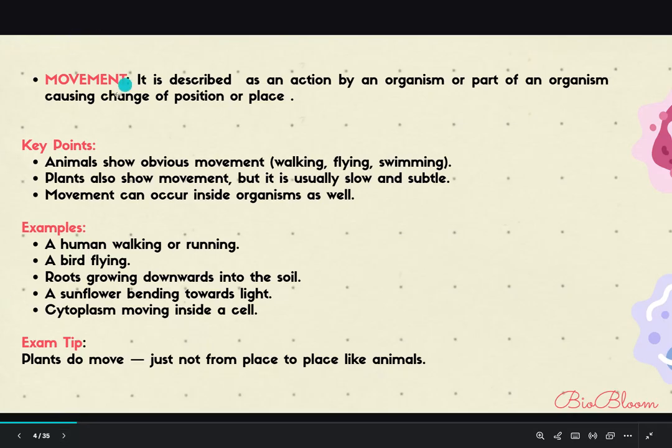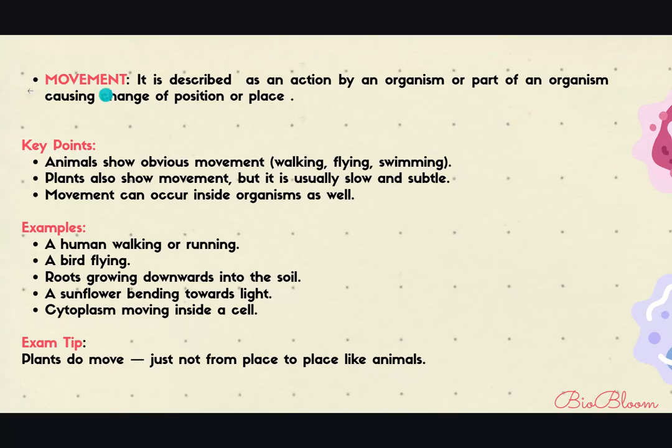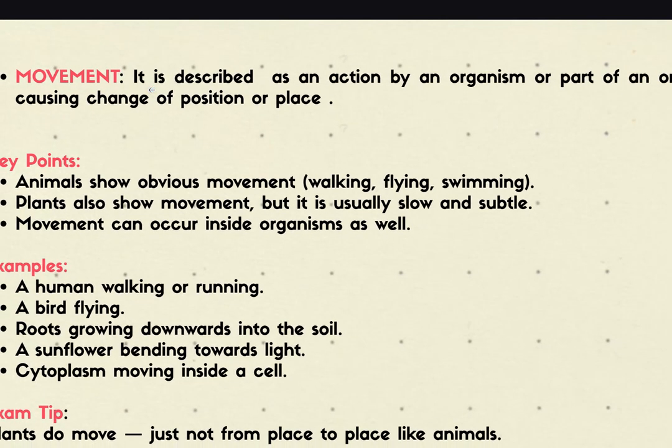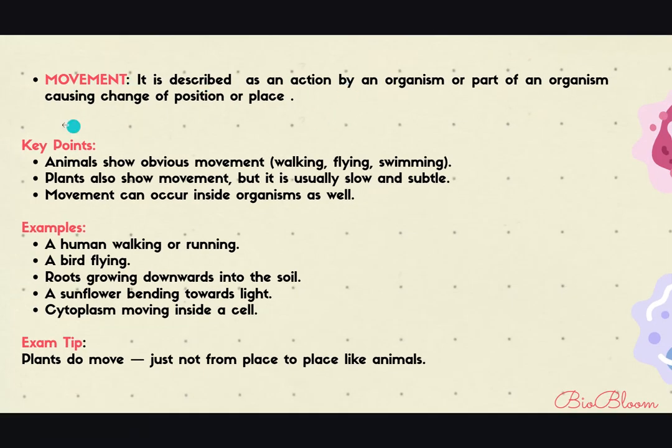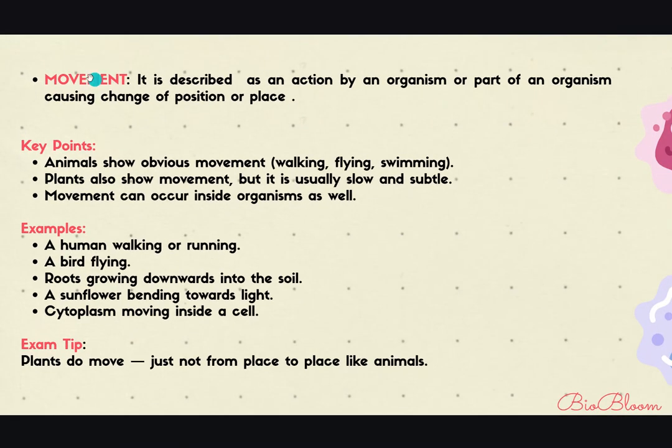All right. So the first one that we are going to start off with is movement. Now, this is the definition that the examiner requires you to write in your exam. So remember to always write this definition. It's a very high scoring definition. So what exactly is movement? Movement is described as an action by an organism or part of an organism that is causing a change of position or place, right?